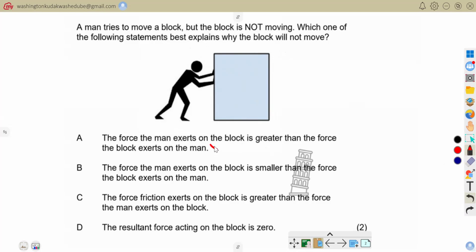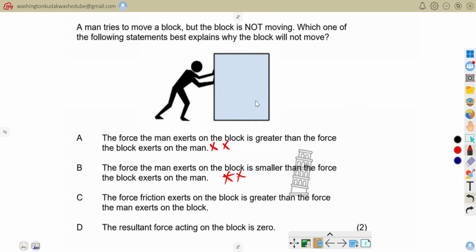This would lead to the block moving because there will be some net resultant force. Let's go to option B. The force the man exerts on the block is smaller than the force the block exerts on the man. If the force that the block is exerting on the man is greater than the force that the man is exerting on the block, then at some point in time, you would see this man also moving in that direction, which is not the scenario here. So that does not best explain this scenario. So this is also out.